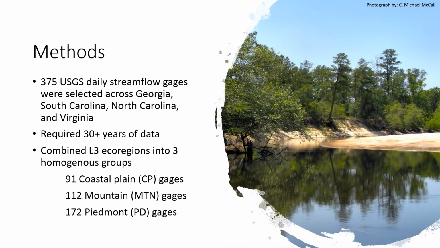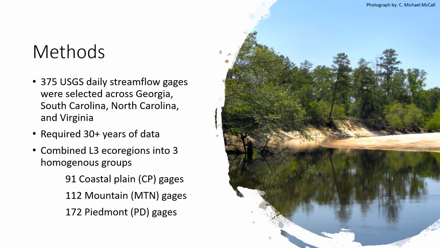So we used 375 USGS daily stream flow gauges. These things are all over the place. We used Georgia, South Carolina, North Carolina, and Virginia, and we narrowed thousands and thousands of flow gauges down to 375 gauges that all had 30 plus years of data. And that's extremely important, that you have a historically deep data set when working with flow data.